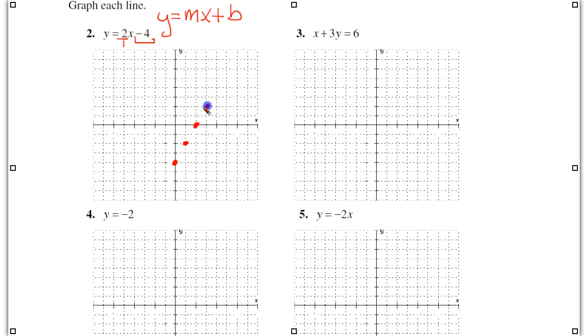I'm just getting enough points so that when I make my line, I get a nice line. Oop, that's better.